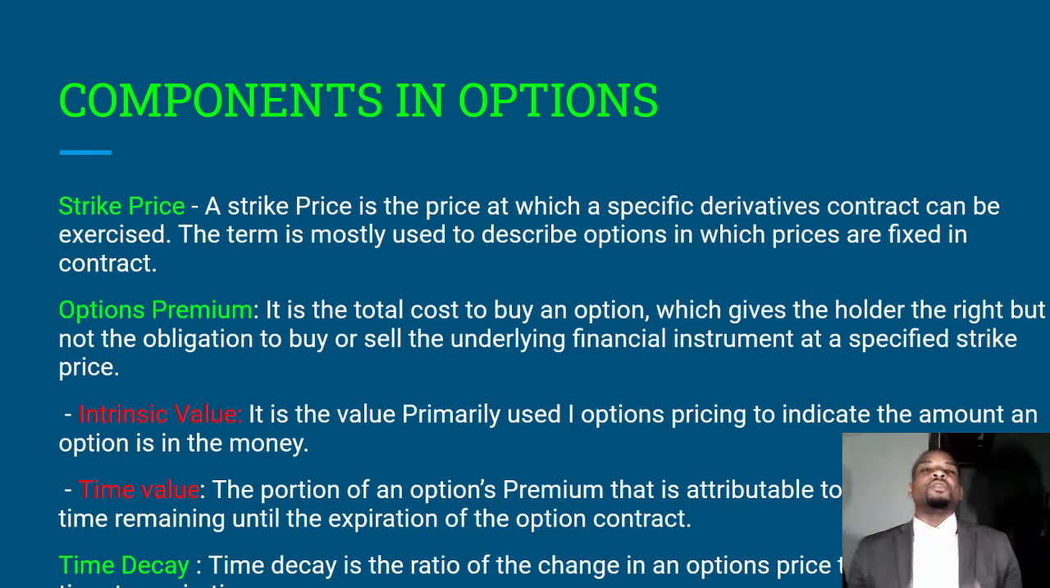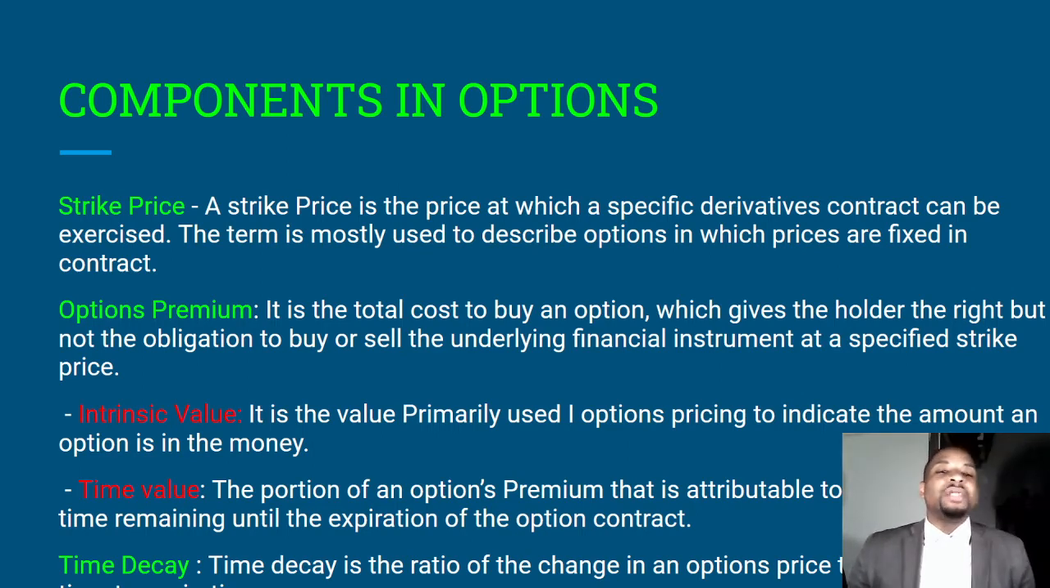Now let's talk about components in options, guys. So, strike price. A strike price is the price at which a specific derivative contract can be exercised. The term is mostly used to describe options in which prices are fixed in a contract. All right. So strike price, guys, is the price that you feel that stock will go up to or reach in that time frame.